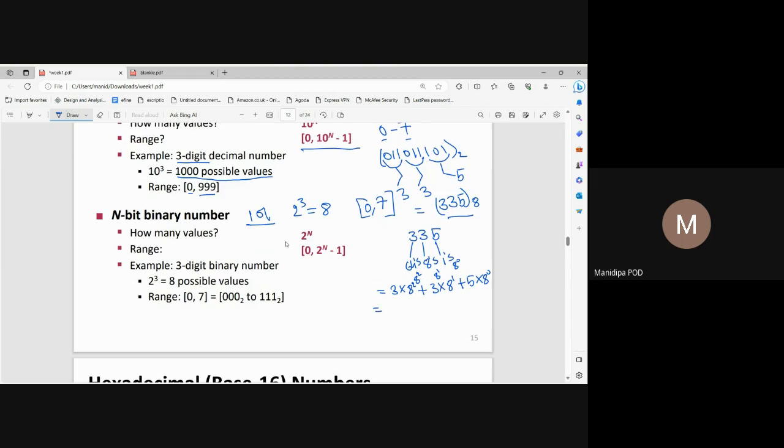So what are we getting? 64 into 3 is 192, plus 8 3s are 24, plus this 5. So this is 216, 221. So 221 is the decimal equivalent. Now we have found that 335 in base 8 is equivalent to 221 in base 10. Now we can convert this into its binary equivalent and see if we get back this.